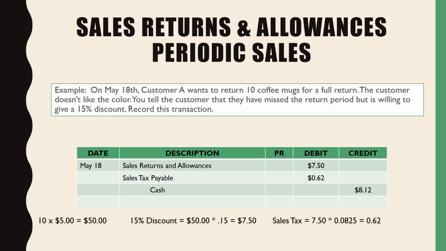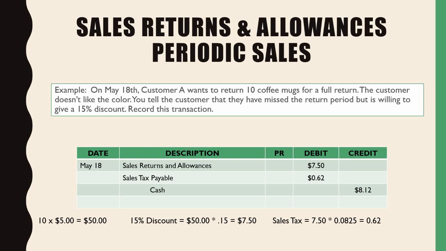So first off, let's figure out what this allowance amount is. We know for a fact that we sold each coffee mug at $5 each. They're trying to attempt to return 10 of them. In this case, that's $50. But I'm only giving them 15% of their money back. So in this case, a 15% discount is only going to give them $7.50 back. And of course, sales tax, we multiply it by the sales price.